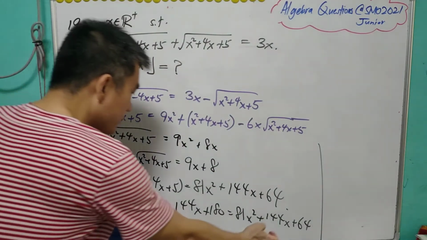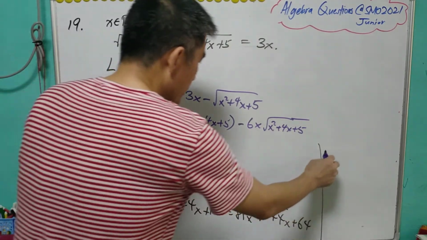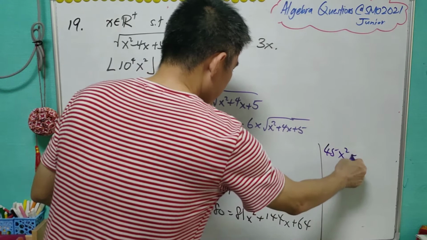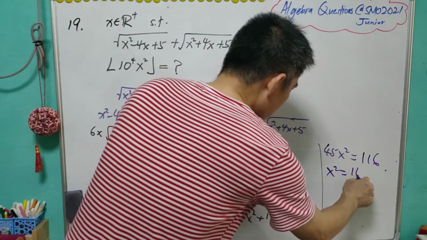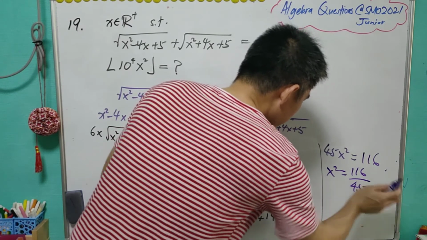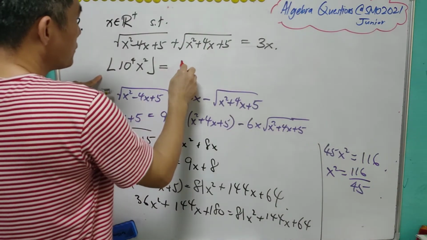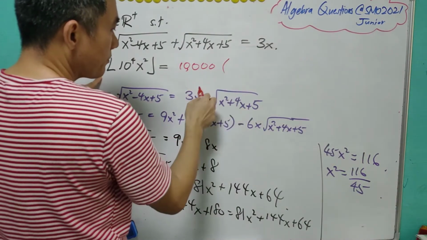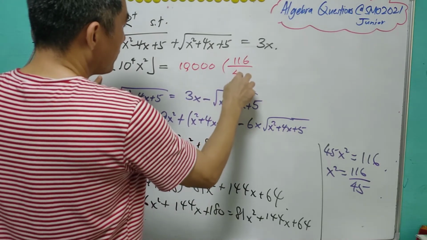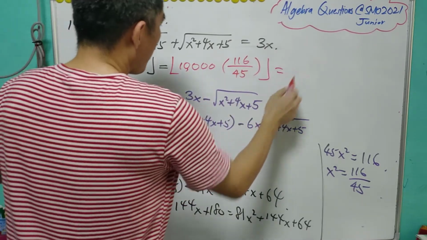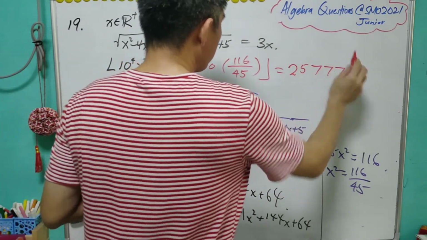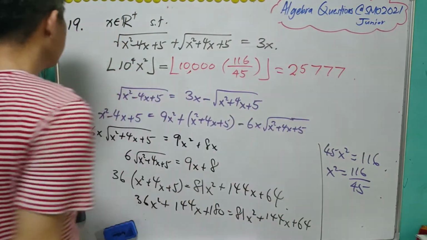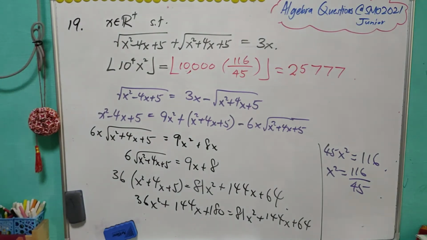So 144x will be cancelled off. Then we get 45x squared equals 116. So x squared equals 116 over 45. Therefore, this will equal 10,000 multiplied by 116 over 45. After taking the floor, it should be equal to 25777. So 25777 is the answer for question 19.